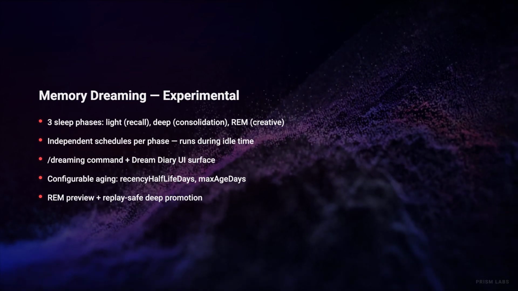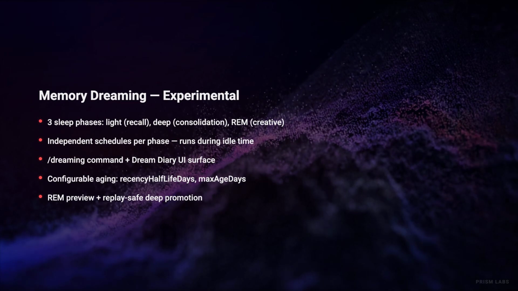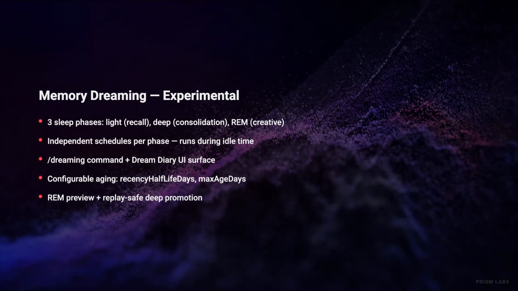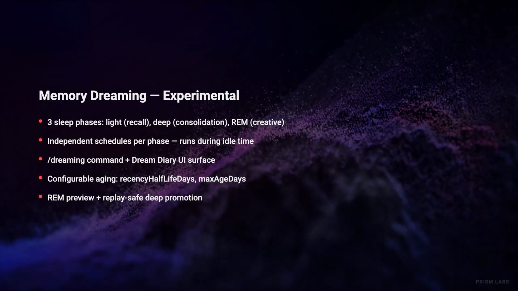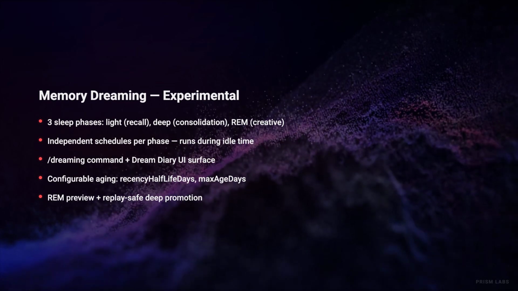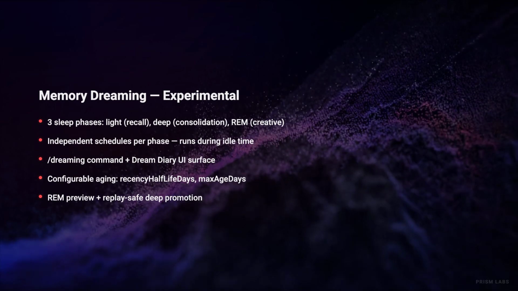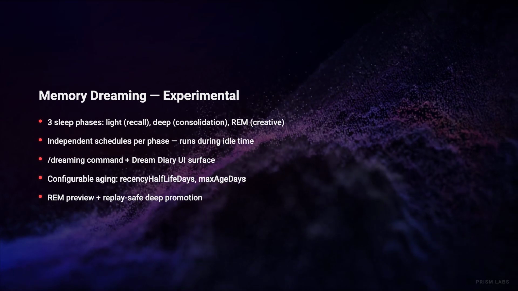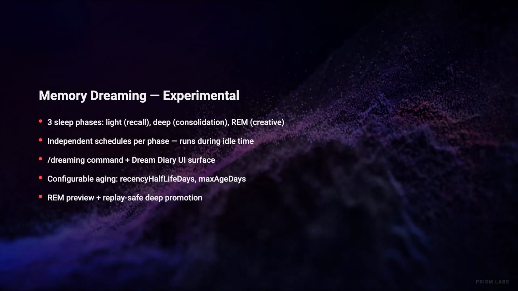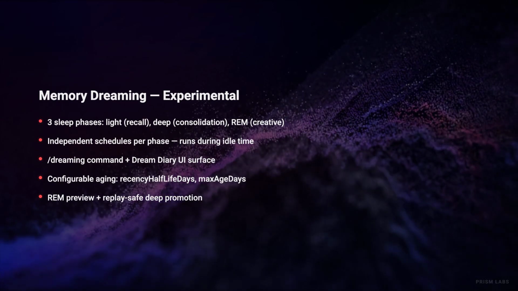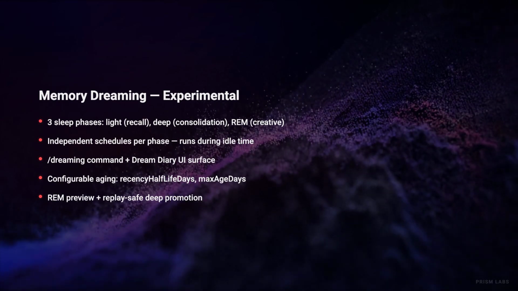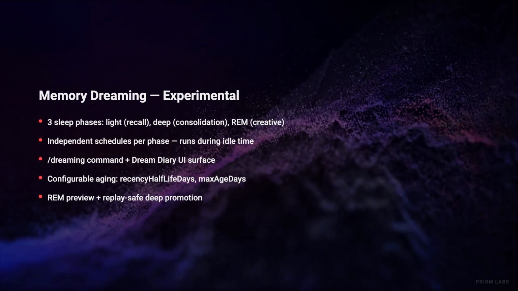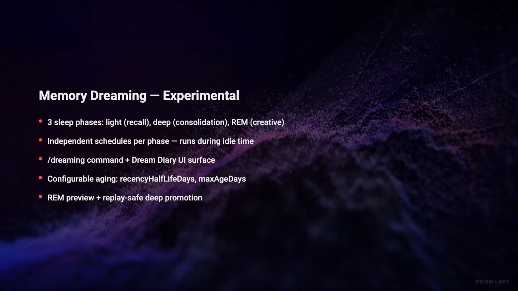The dreaming command gives you access to the system, and a dream diary surface lets you see what the agent has been consolidating. Configurable aging controls, recency half-life days, and max age days determine how quickly memories fade. REM preview tooling lets you inspect creative associations before they're committed, and replay-safe deep promotion ensures consistency. This is explicitly experimental, but the concept of an AI agent that consolidates its memories during idle time is a fascinating direction for persistent agent systems.